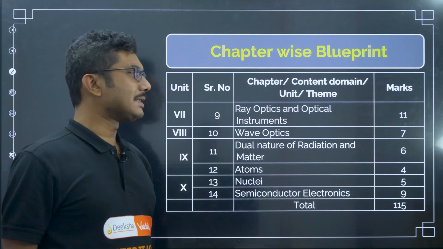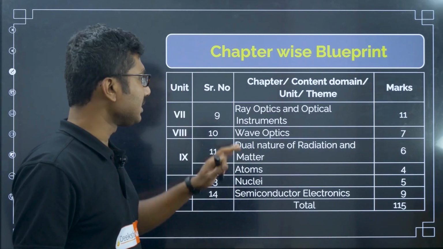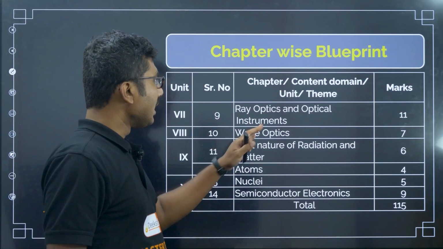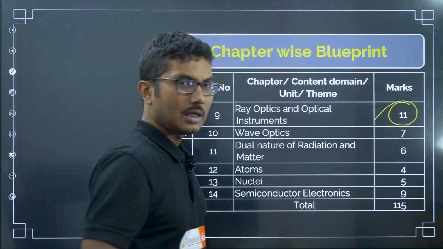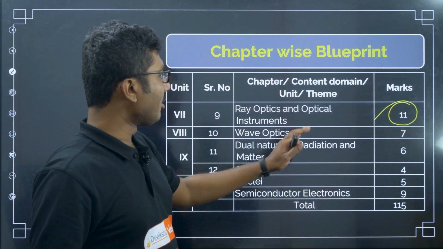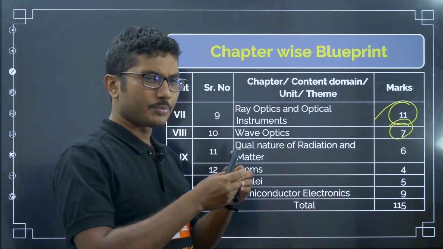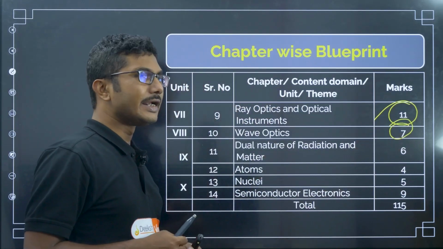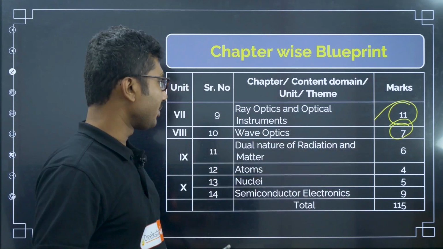Now ray optics and optical instruments, this is your book 2. We have done book 1 first, now book 2. In book 2, ray optics and optical instruments gives 11 marks, another important chapter. Wave optics gives 7 marks, a medium important chapter. Most parts of wave optics are now deleted, so the chapter volume is reduced and only 7 marks are coming from it.